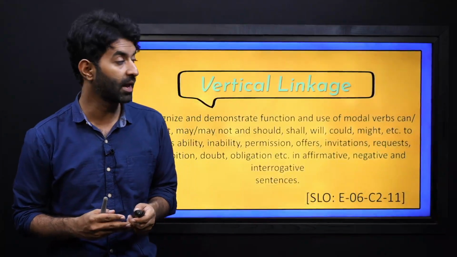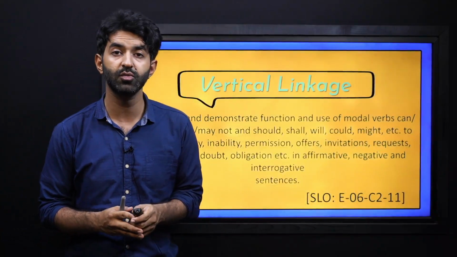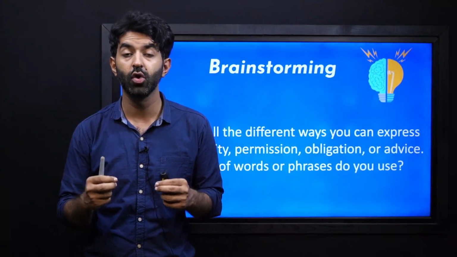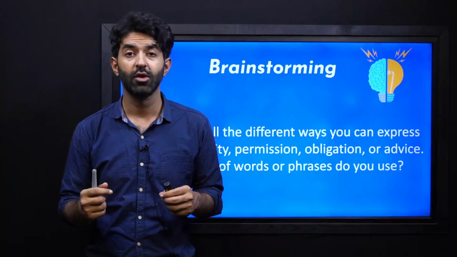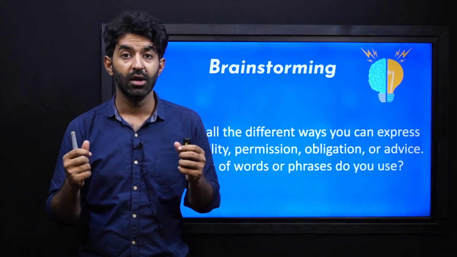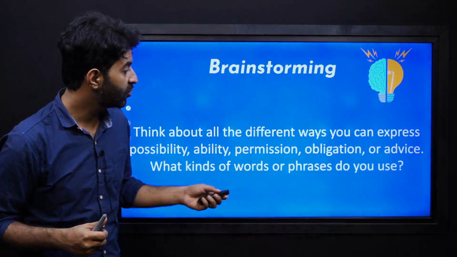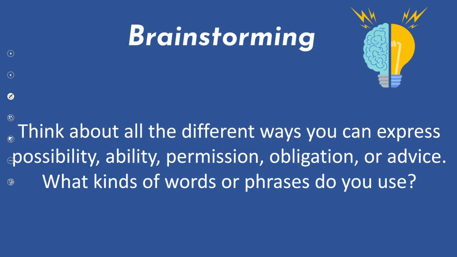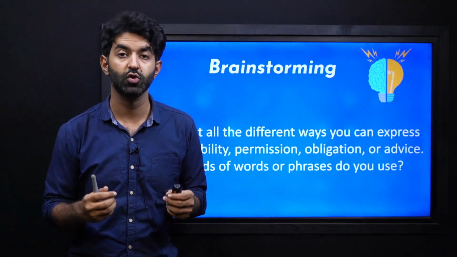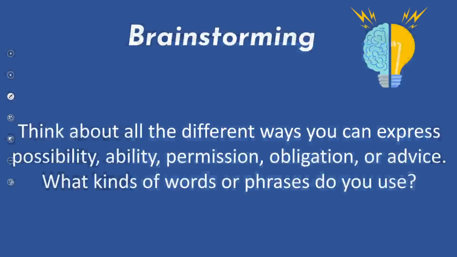Let's move on to the main lesson. Here you can see the vertical linkage before you, and now you have to be very much responsive. You have to think about it and listen to this prompt clearly, read it with me, and think about it for a moment, and then come back later so that we can begin our main lesson. So you have to think about all the different ways you can express possibility of something, ability, permission, obligation, or advice. So what kinds of words or phrases do you use?